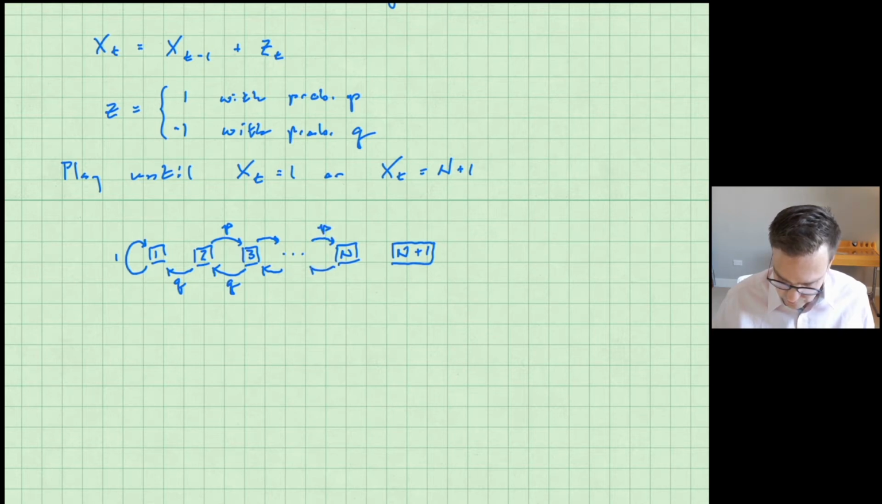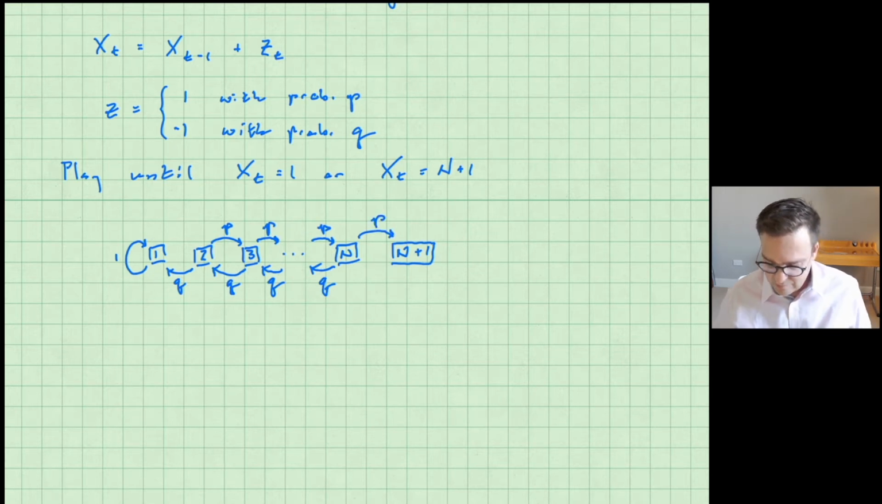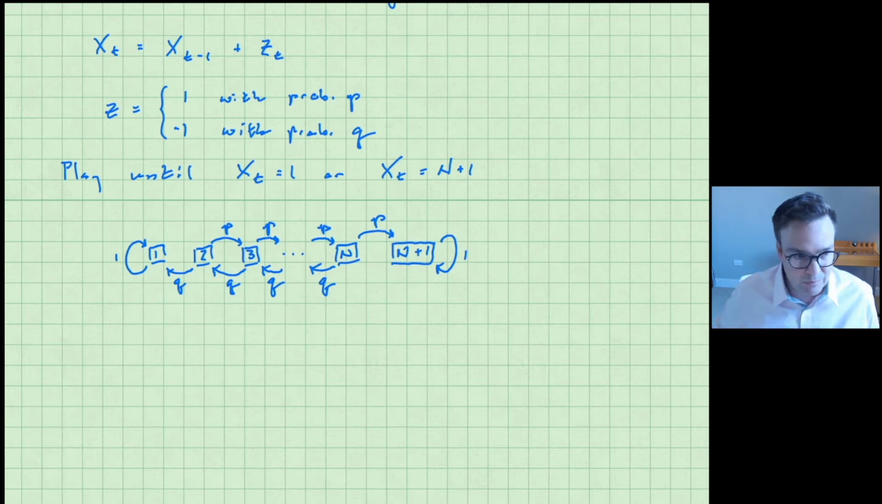So we've drawn this before, but I just want to remind you. At state n, there's a probability of P for getting up into state n plus 1. And then that's the end of the game. So this is what the directed graph looks like, and we've seen it before.